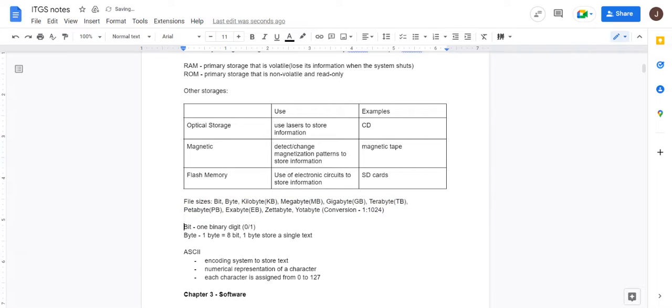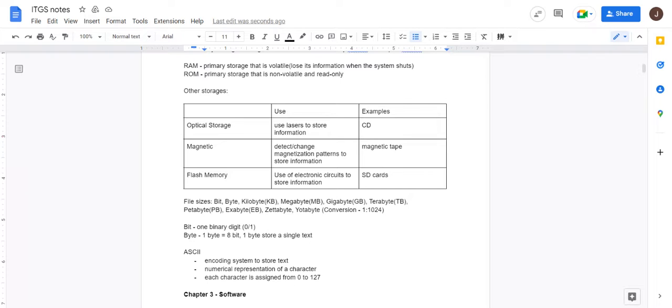Okay, let's then talk about ASCII code. ASCII code is the definition of an encoding system to store text. It is a numerical representation of the character. Each character is assigned a number from 0 to 127. It's hard to explain with words, so I'm just directly showing you an example, and you will understand it.